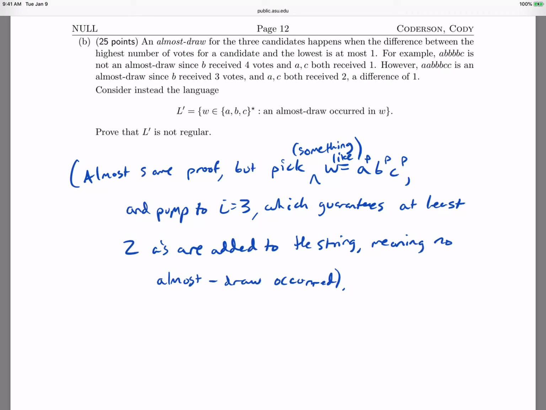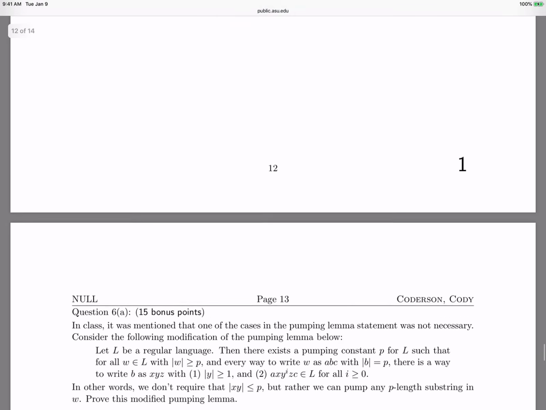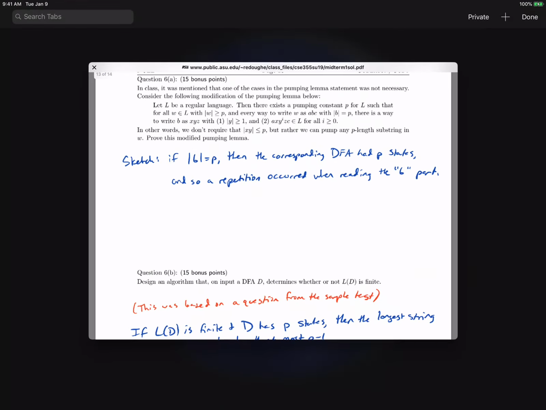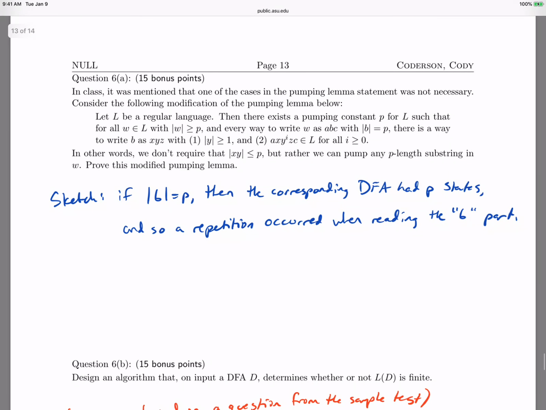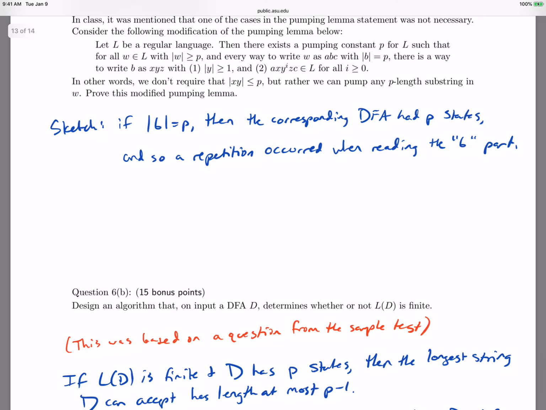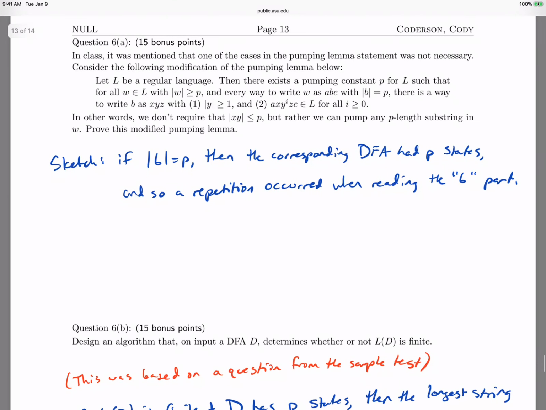Okay, any questions about question 5? I know you guys want to get through. Question 6A and B, I'm just going to briefly go over these because very few people actually attempted these. We didn't have time. Yeah.